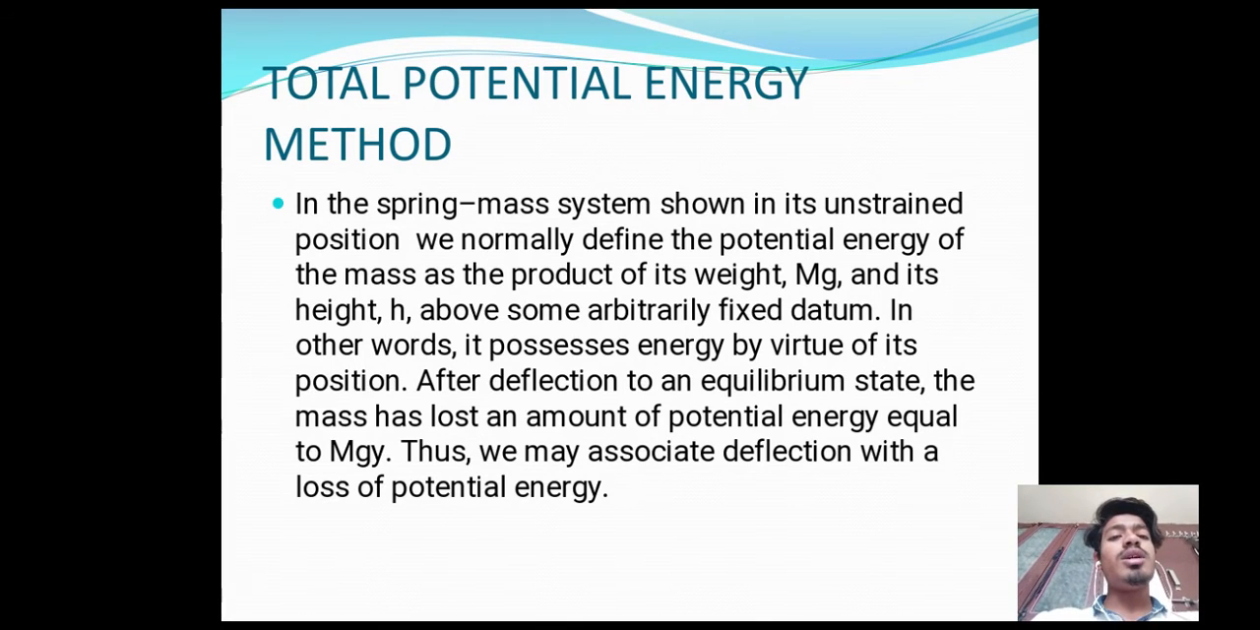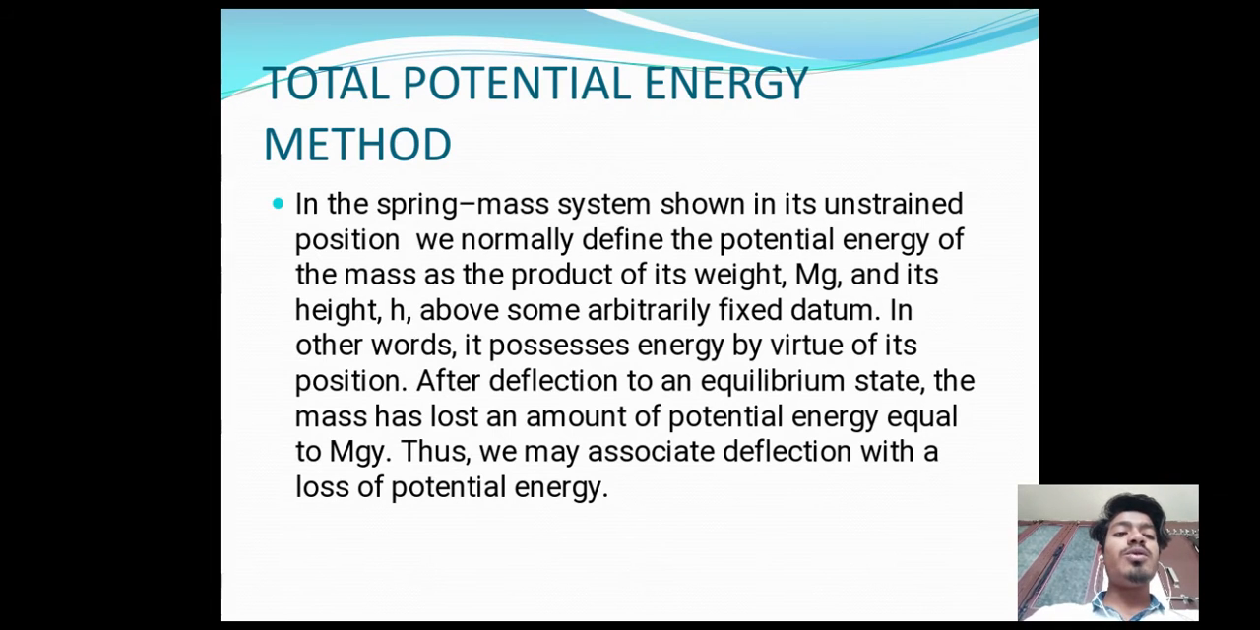The total potential energy method. In the spring-mass system shown in its unstrained position, we normally define the potential energy of the mass as a product of its weight mg and its height h above some arbitrarily fixed datum. In other words, it possesses energy by virtue of its position. After deflection to an equilibrium state, the mass has lost an amount of potential energy equal to mgy.